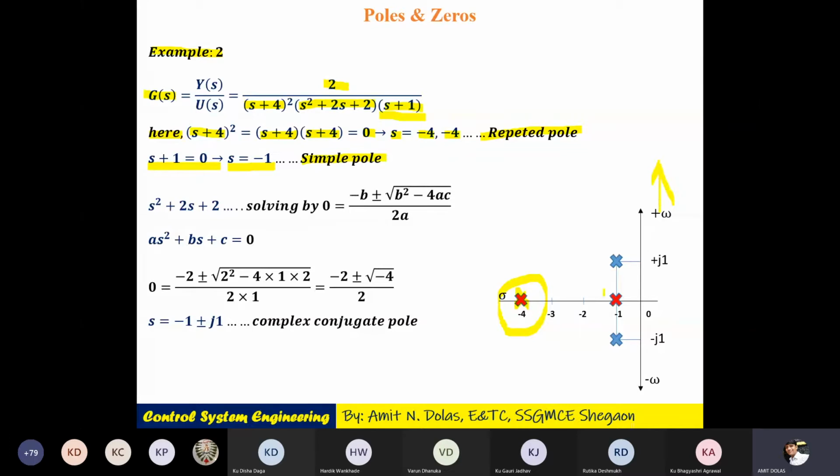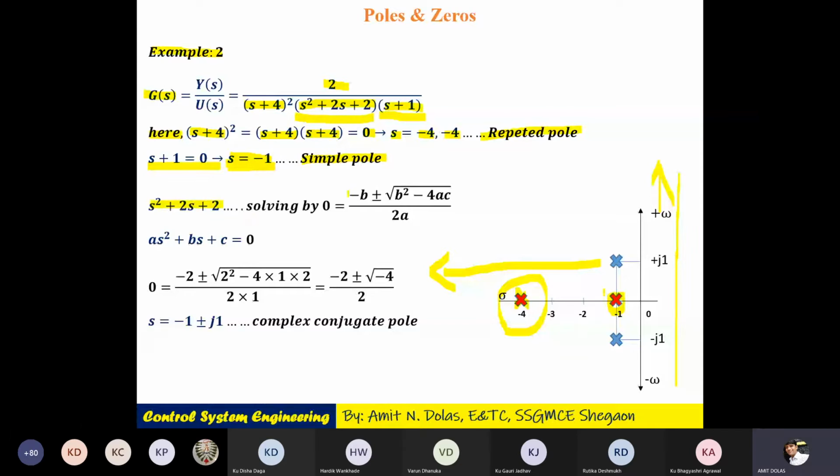This omega plus and omega minus, this vertical axis is called the imaginary axis, and the horizontal axis is the real axis. So here poles are real, the two at -4 are real. Again, at -1 there is one pole, that is also real. So this is -1. Again, the third term remains, that is s square plus 2s plus 2 will be equal to 0. We can't solve this directly.